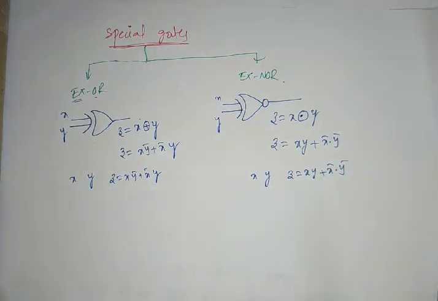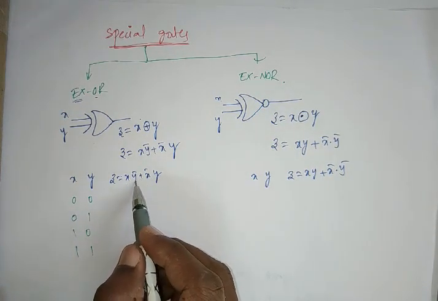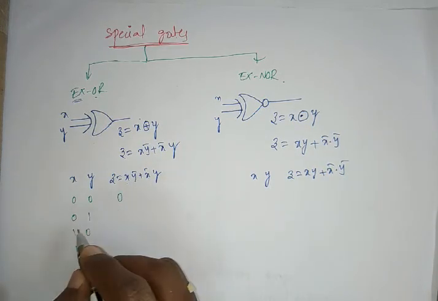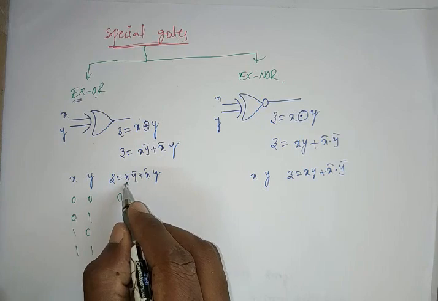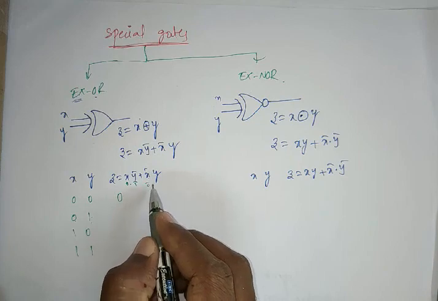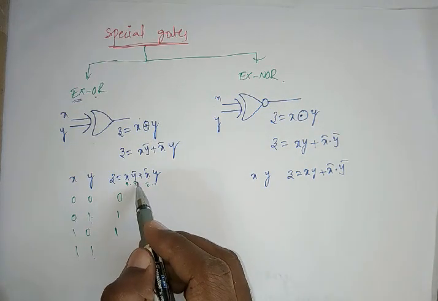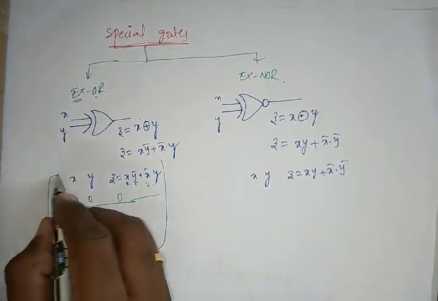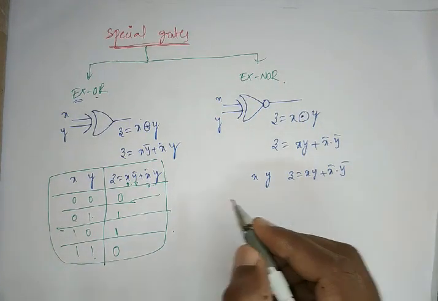Here the input combinations are 0 0, 0 1, 1 0 and 1 1. For 0 0: 0 into 0 bar, which is 1, and 1 into 0, so everything is 0. Next, 0 1: 0 into 1 bar means 0. Here X is 0, so X bar is 1, and Y bar is 1 bar, which is 0. Next, X bar and 0 bar means 1 into 1, so this is a 1, and likewise this one is also 1. Both the inputs are the same, and X into 0 and 0 into X, so this is a 0. So this is the truth table representation.